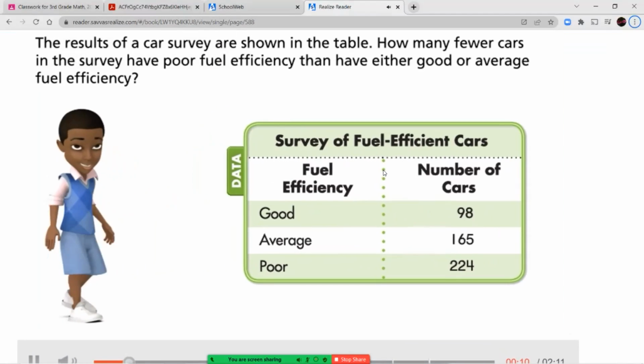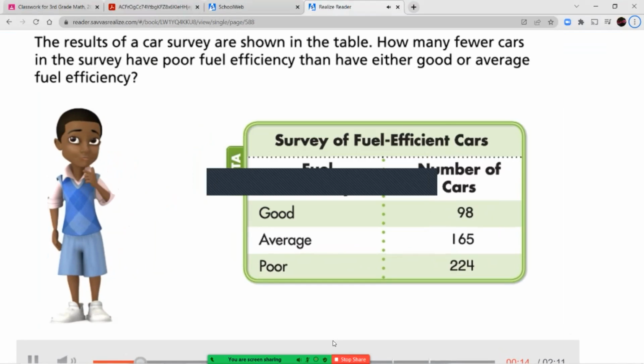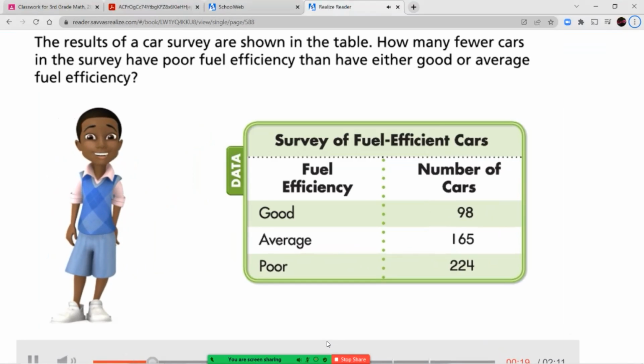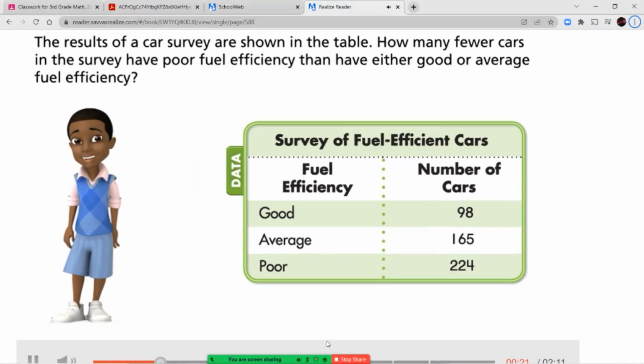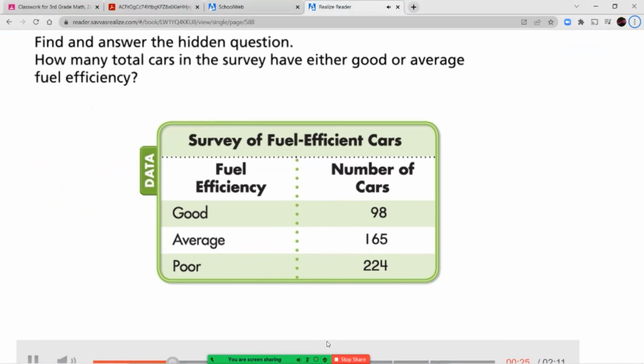The results of a car survey are shown in the table. How many fewer cars in the survey have poor fuel efficiency than have either good or average fuel efficiency? Find and answer the hidden question. How many total cars in the survey have either good or average fuel efficiency?